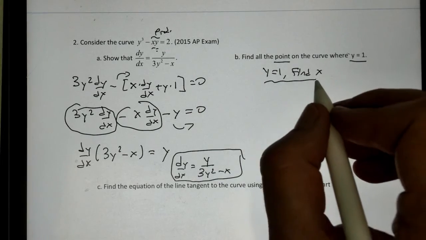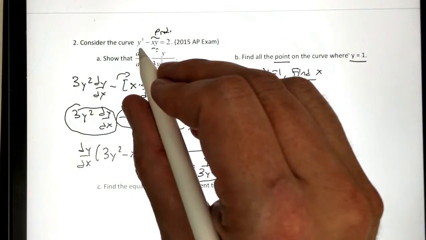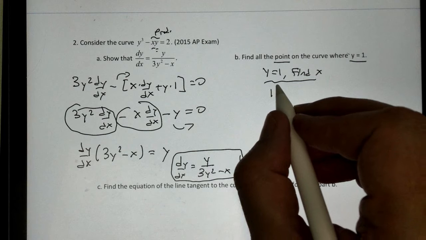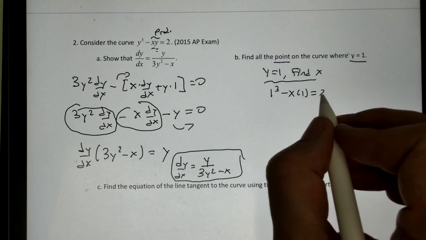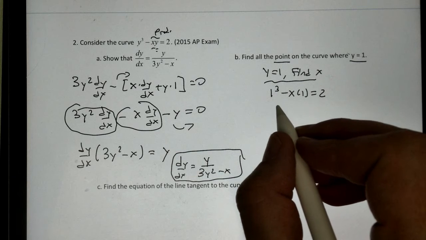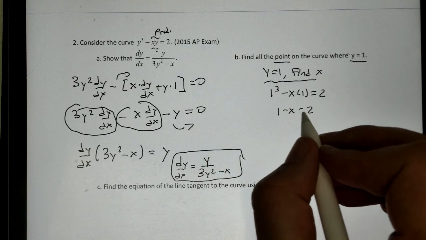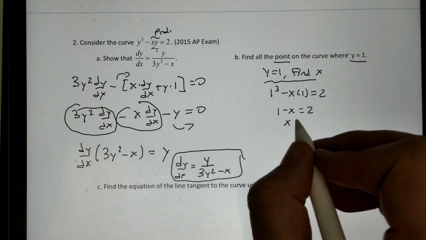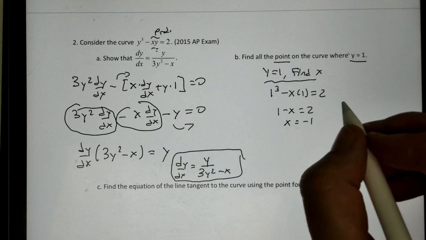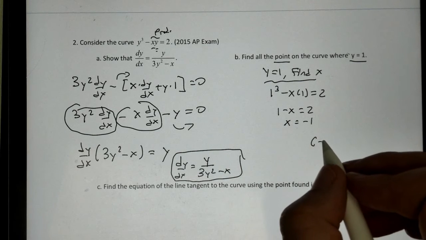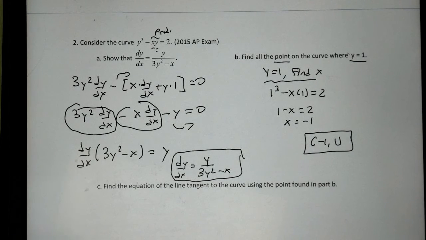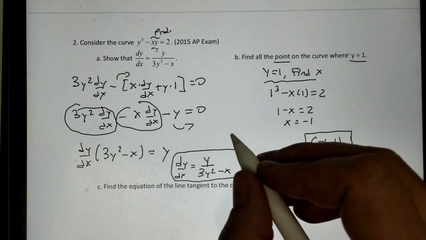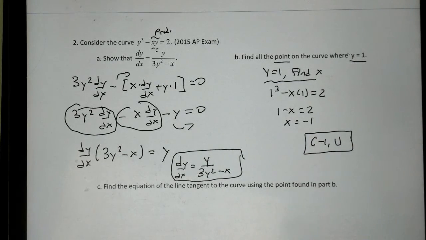So to find x, we are going to plug in here. We're going to say 1 cubed minus x times 1 equals 2. So we can get 1 minus x equals 2, or x equals, what's that, negative 1? And there's our point. We got negative 1, 1. And easy peasy. You get 1 point for that in AP. You probably get 2 or 3 points here, 1 point there.